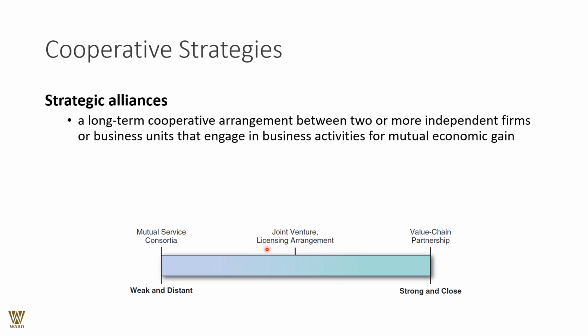So there is a mutual service consortia. There's a joint ventures agreement or a licensing agreement where you agree that this has to be done, or you have got to display my product in your retail outlet. The value chain partnership also comes around it. So we have a weak-to-distance or strong-to-close methodology that comes around.